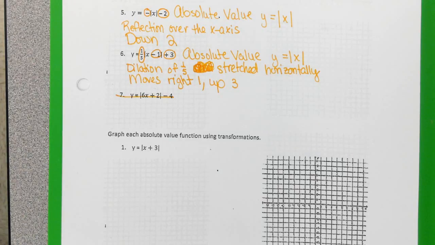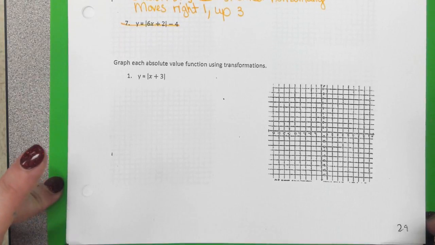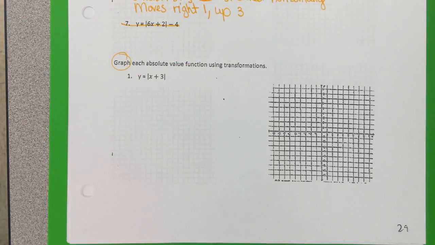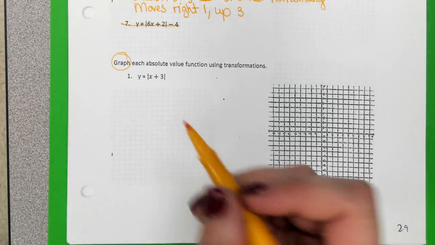Okay, so we did our learning target that said identify parent graphs. We did our learning target that said describe parent graphs. And now, the very last thing we're going to do is graph them. No calculators. Here's what we're going to do. We're going to graph this one together real quick, and then your homework is going to be the other one.